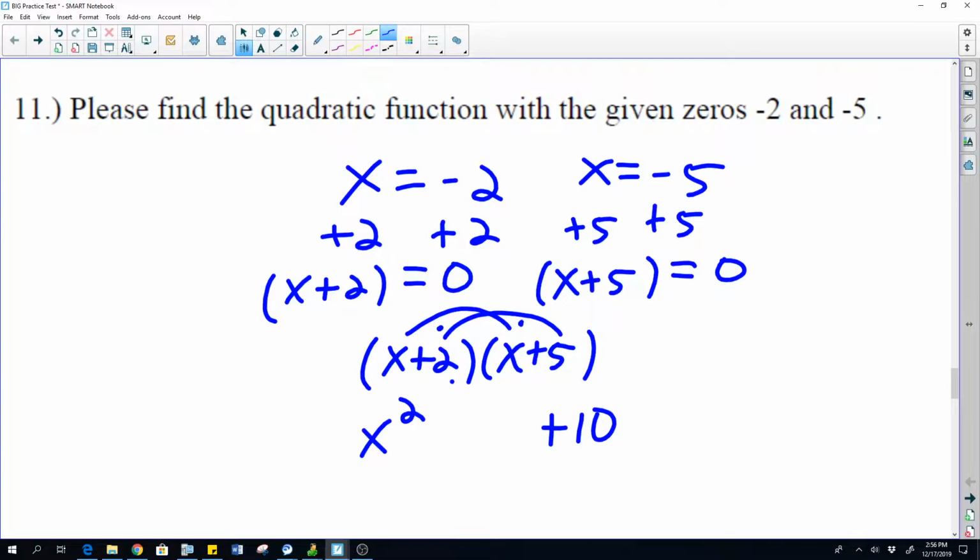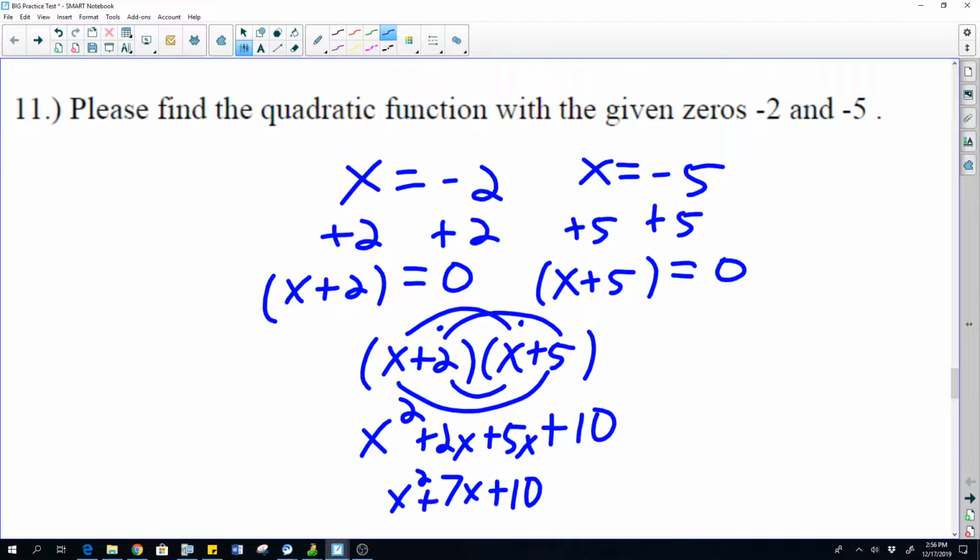Now we're going to do our nose. So 2 times x is 2x, and 5 times x is 5x. We do want to combine like terms, so combining 5x and 2x is 7x. That is our answer, starting with our solutions, working our way backwards to the equation.